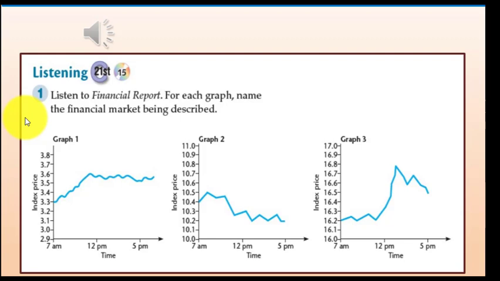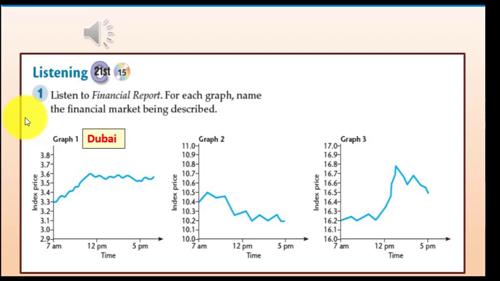Okay, now let's write the answers together. The first graph, right, the answer is Dubai Financial Market. How can you know that? There are some keywords like Masdar City. You have some other keywords, which is the number, right, 3600. So those are some keywords I can depend on, right?